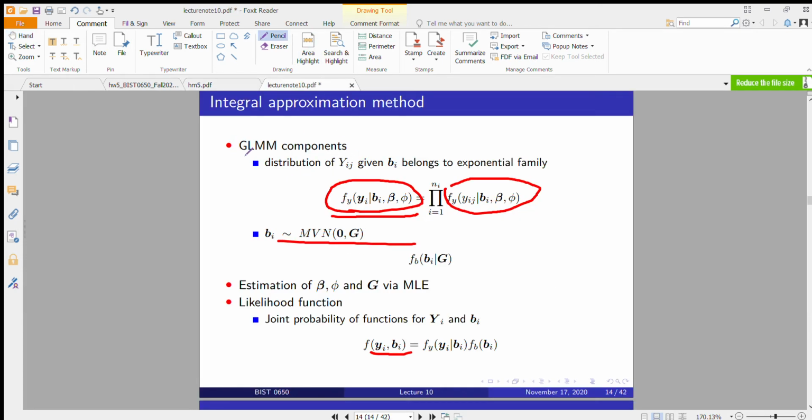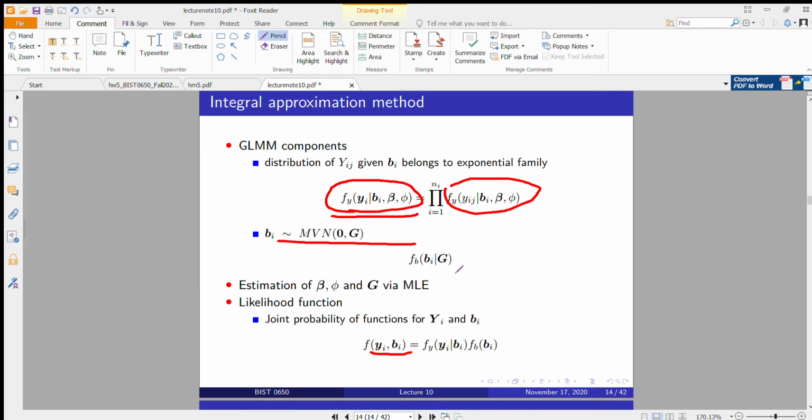For GLMM, for this part, it's a distribution function for Yij given Bi. If we are not given Bi, the Yij and Yik are correlated. They are not independent. But if we are given Bi, Yij and Yik are mutually independent, and that's why we can just multiply these functions together to get the joint probability function for Yi. And we can treat this part as a multivariate distribution function for Yi.